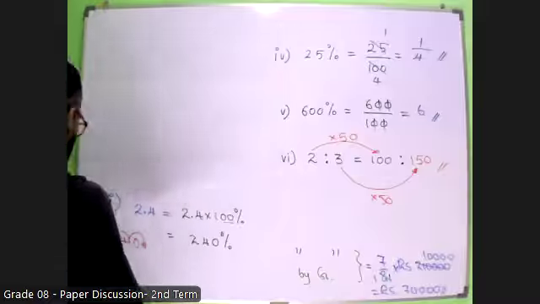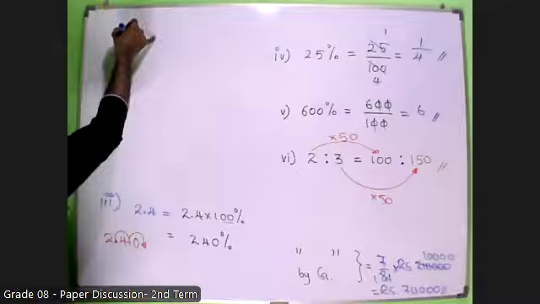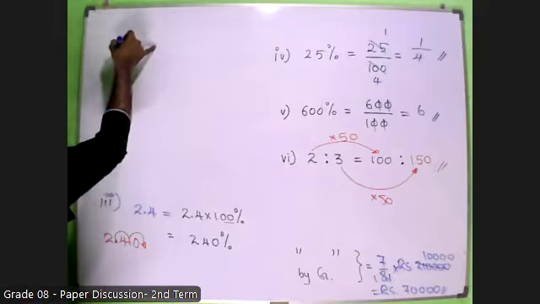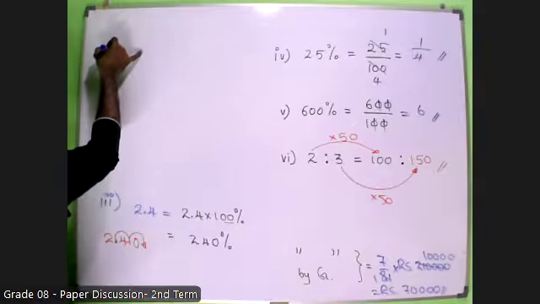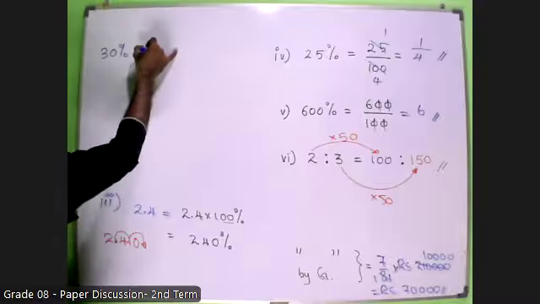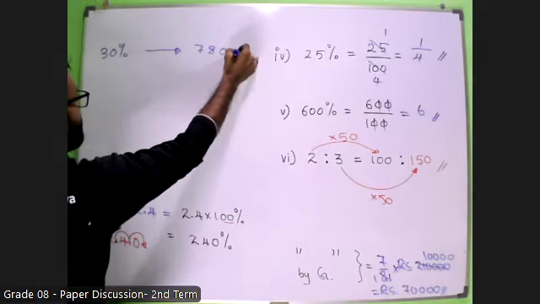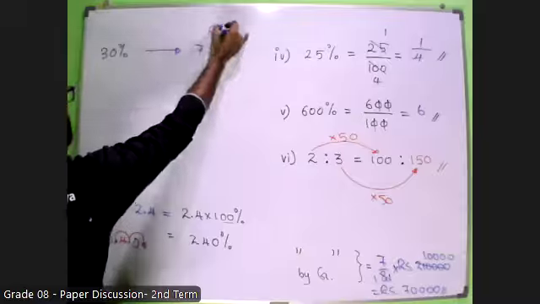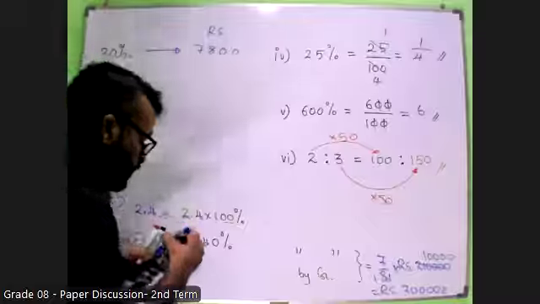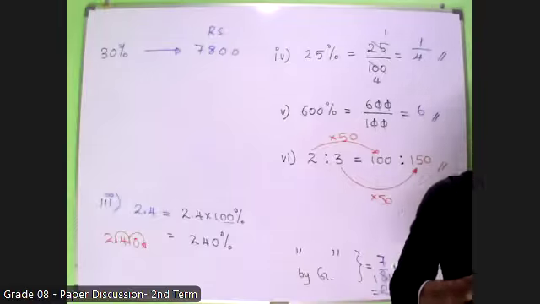Right. So I can write, 30% of the salary is equal to 7,800 rupees. Right? 7,800 rupees. So you need to find the full salary of the person.